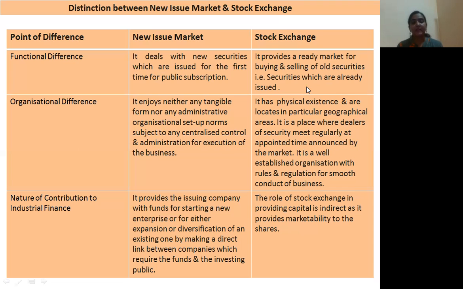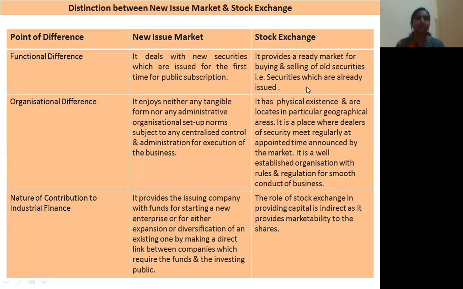The last point is the nature of contribution to industrial finance. Okay. So first of all, new issue market provides the issuing company funds for starting a new business, or it also provides funds to the existing company which is interested in growth, expansion, diversification. And it links the companies with the investors. It simply links the organizations which require funds with the investors who are interested to invest in such kinds of securities. So it acts as a link between the borrowers and the lenders.